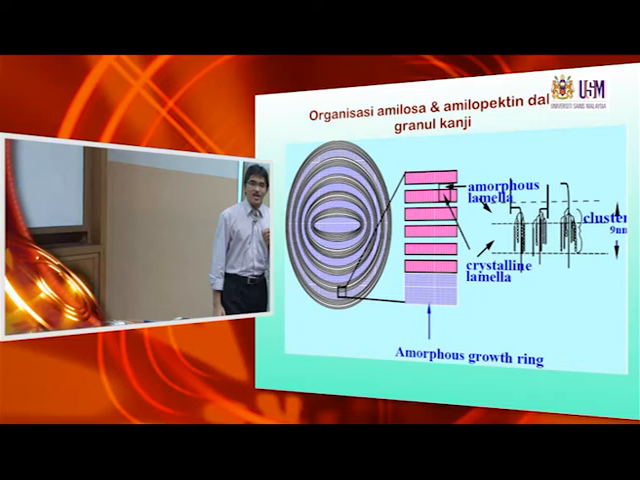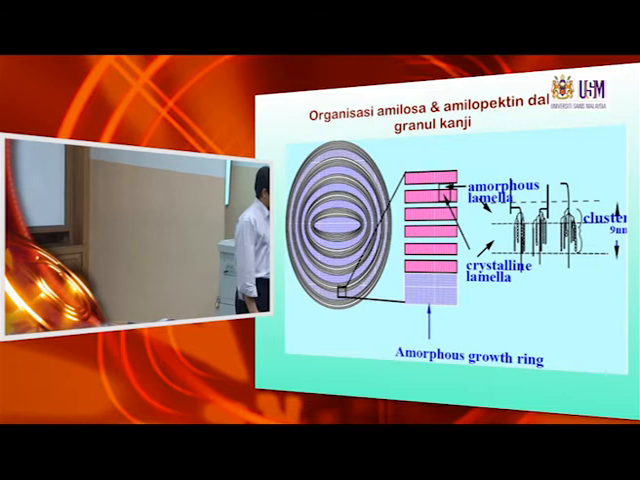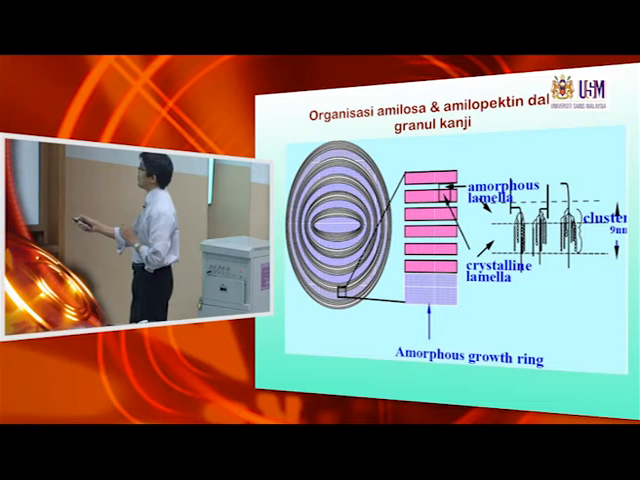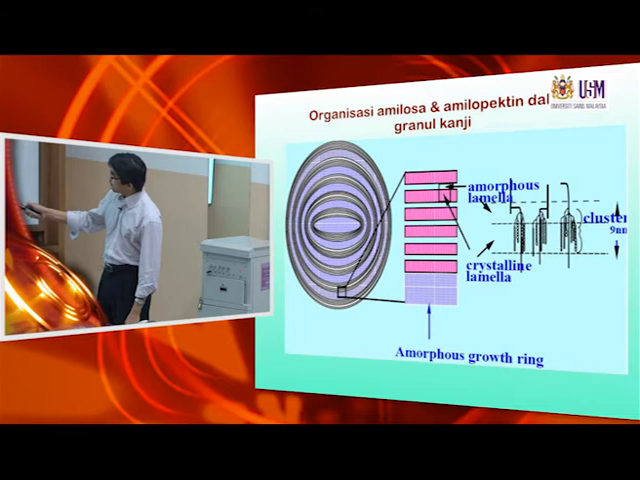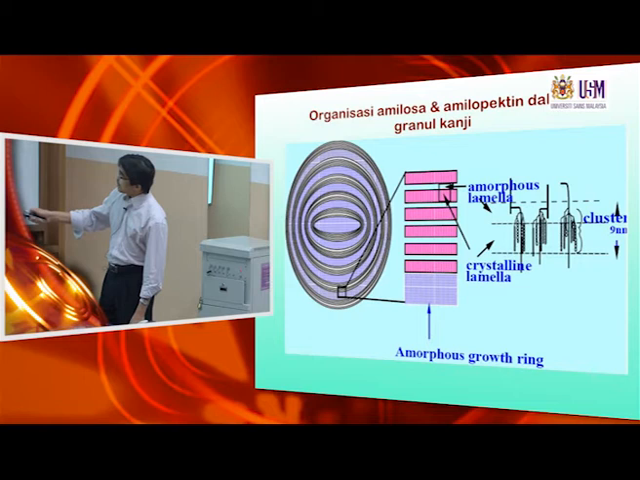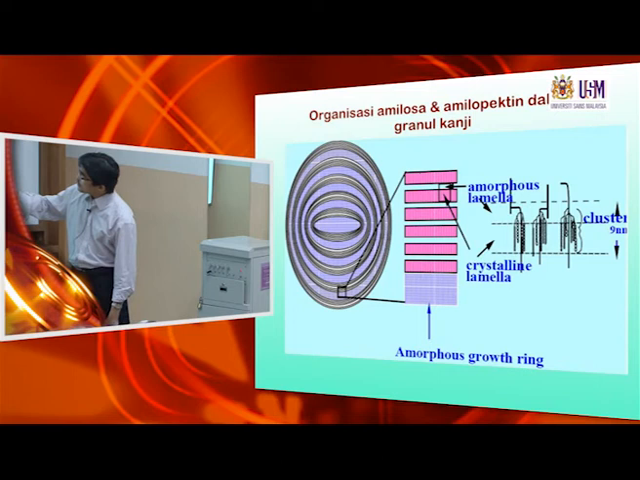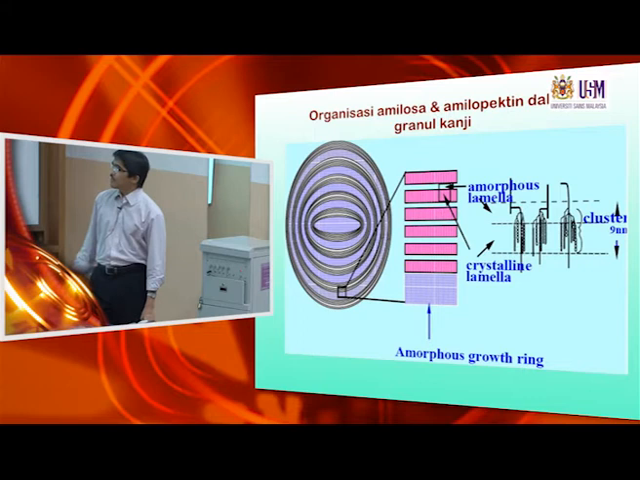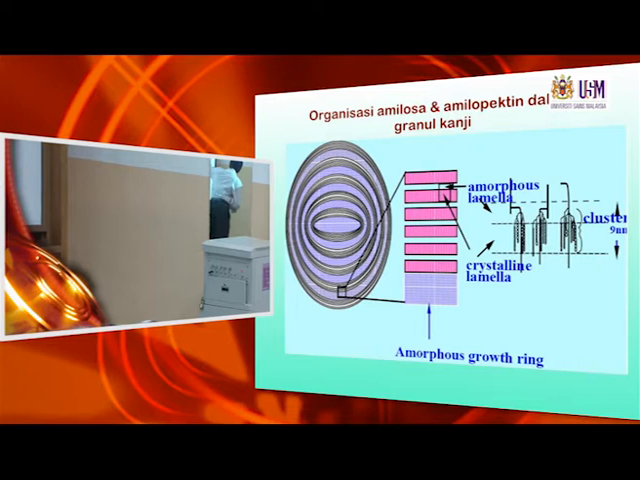The amylopectin branch structure. The A chain, the B chain, the C chain. Remember? The clusters. Each cluster of the A chain will form this crystalline lamella. And the branch, this is the alpha 1,6 branch, will form the amorphous lamella. Okay? So we have crystalline, amorphous, crystalline, amorphous. This is a crystalline. Then in between is the amorphous lamella. Crystalline again, amorphous lamella again.